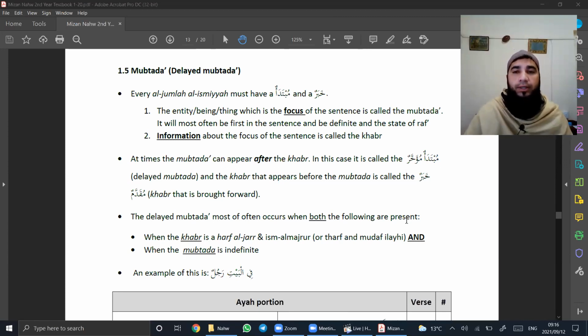Now we're going to look at something that makes it a little bit more complex. Right, because usually finding the mubtada was as simple as looking for the first word in a nominal sentence. What we have now, however, is the concept of a delayed mubtada, the mubtada muakhar. Right, it's written over here, the mubtada muakhar. Battery, my pen is there.